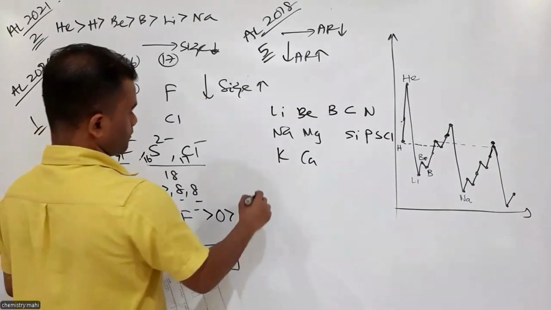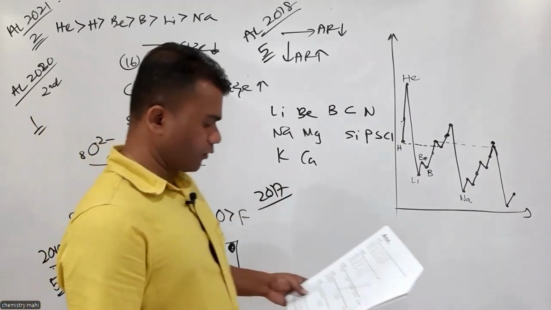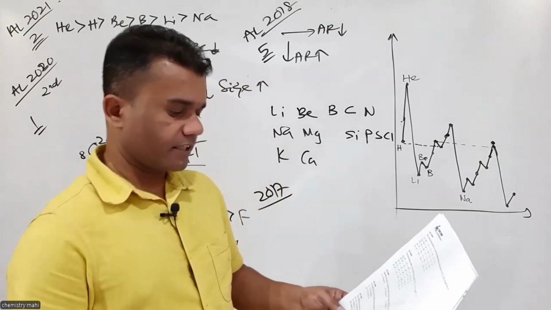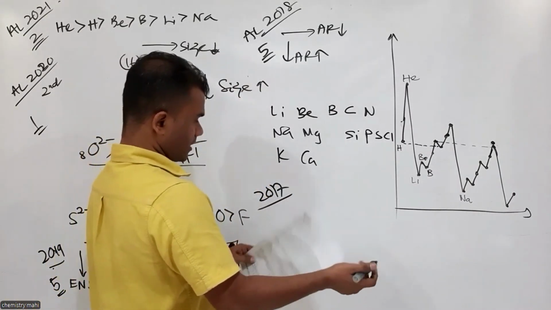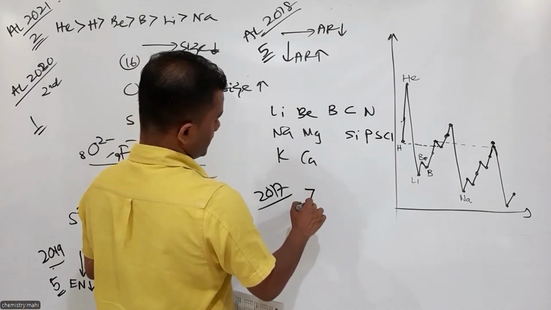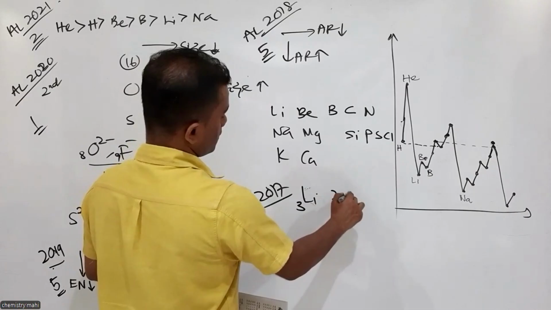2017. In that question, they ask about the effective nuclear charge felt by the valence electron in lithium. Lithium atomic number given, what is it? Z is 3, atomic number 3. If lithium atomic number 3, how do we write the configuration? Atomic number 3 means 2 and 1.